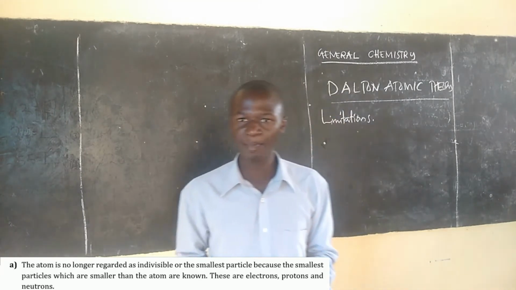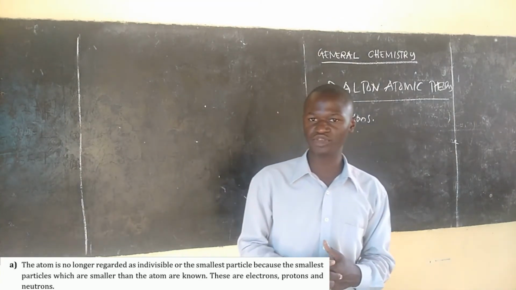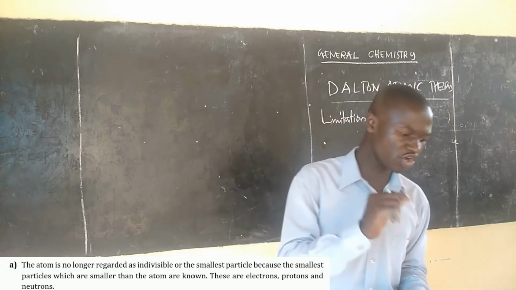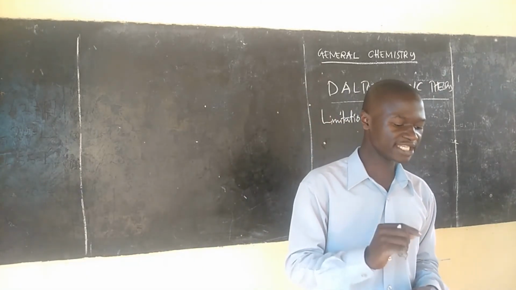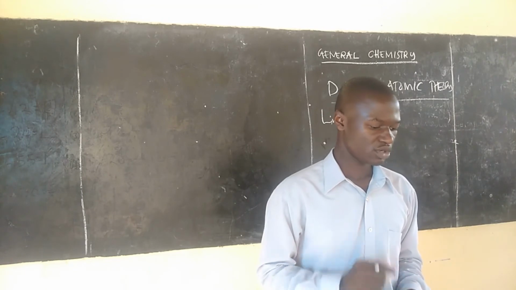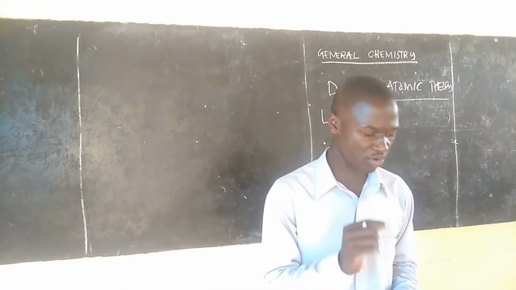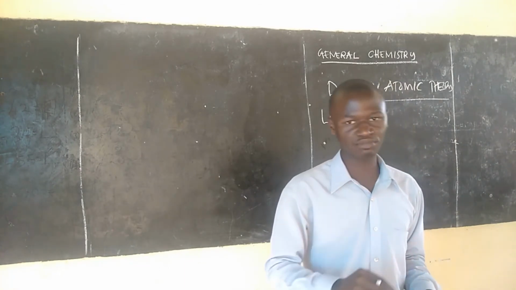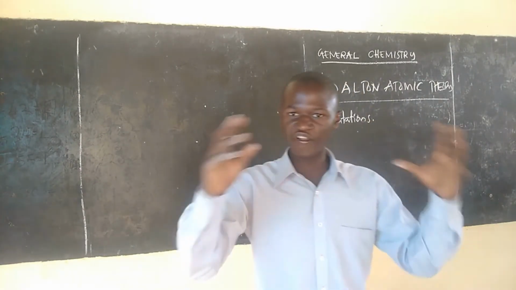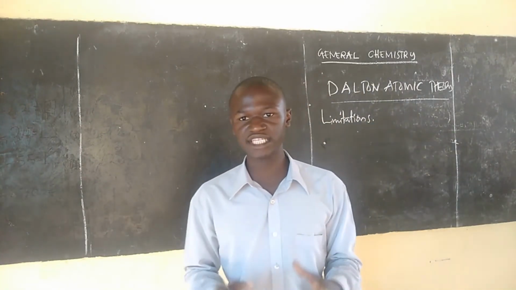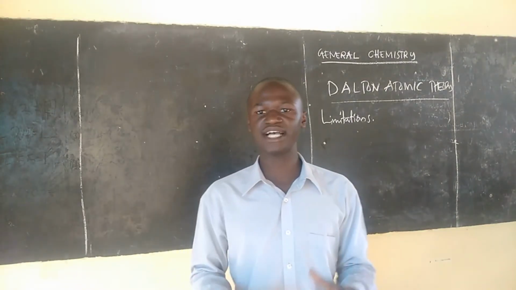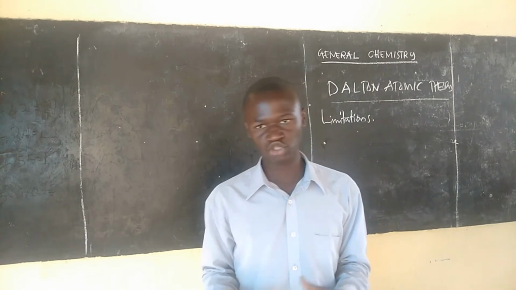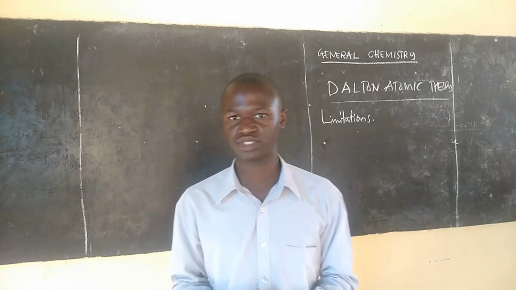So ninachokisema, what is the modern atomic theory saying about this postulate? Ni kwamba the atom is no longer regarded as indivisible or the smallest particle, because the smallest particles which are smaller than the atom are known. So different experiment revealed the smallest particles which are smaller than an atom, which are electrons, protons, and neutrons.